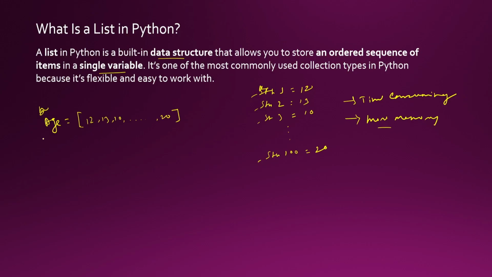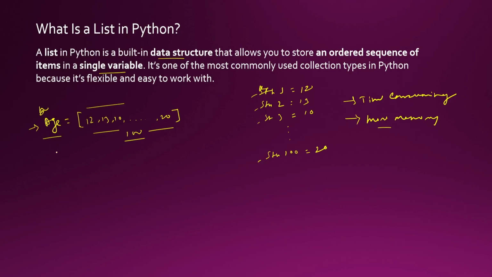So I have created one variable and I have created a list, and within this list I have included 100 values of the age. All the 100 values I have included in my list. So basically it will create only one variable and it will take less memory in our system.